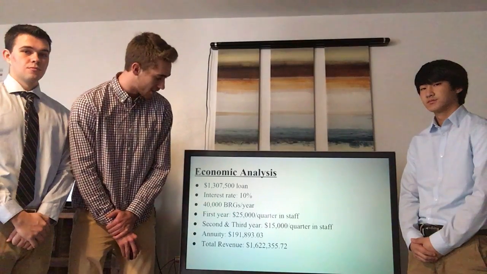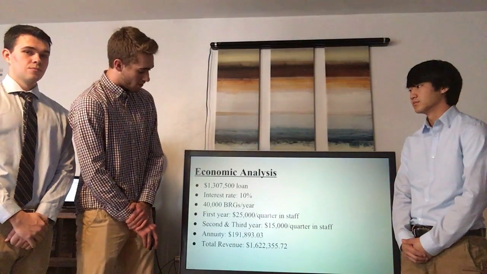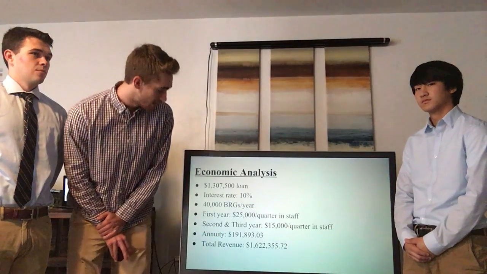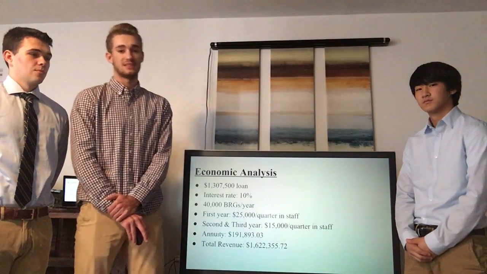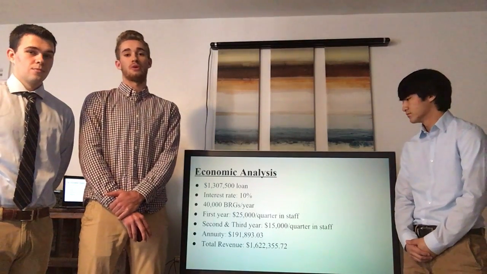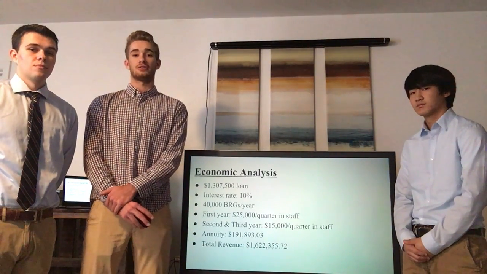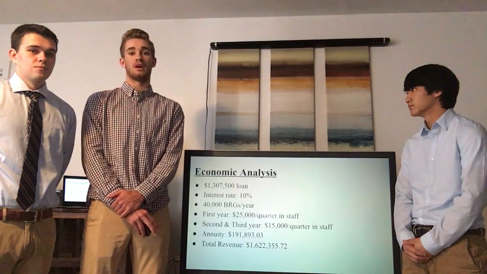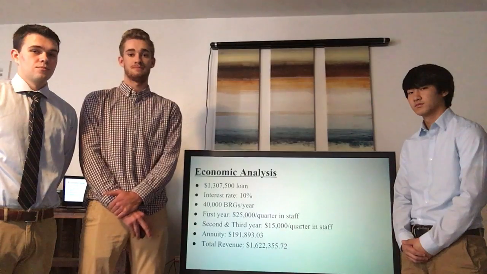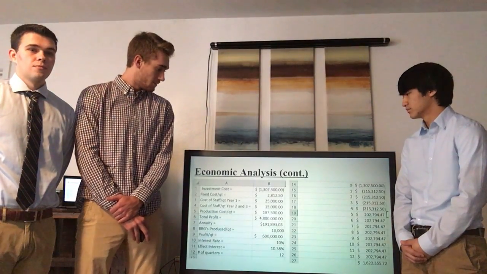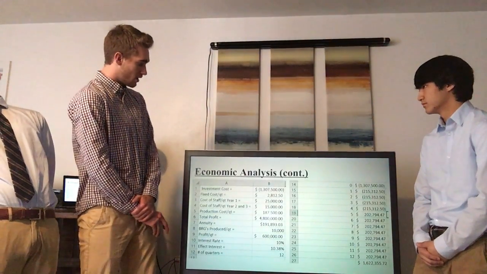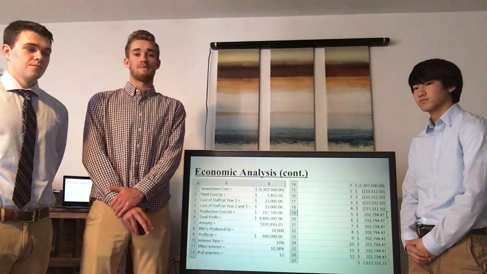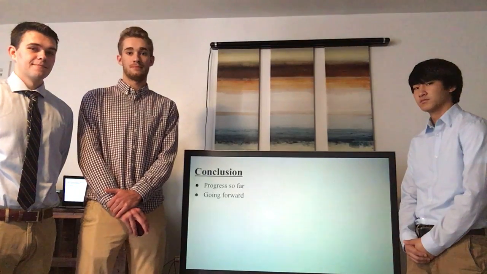So we decided that it would be lower cost for years 2 and 3 than it would be for year 1, and we decided that we would pay it off over time with an annuity of $191,893.03. And we believe that we will start paying this off at year 2 as soon as the production of the BRGs hits full-fledged potential. And this is the Excel tables that we used to identify each individual value.